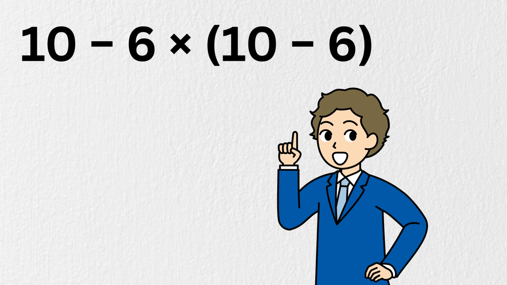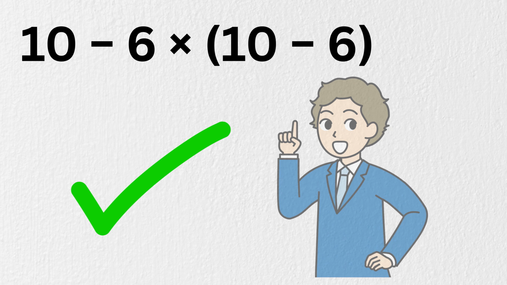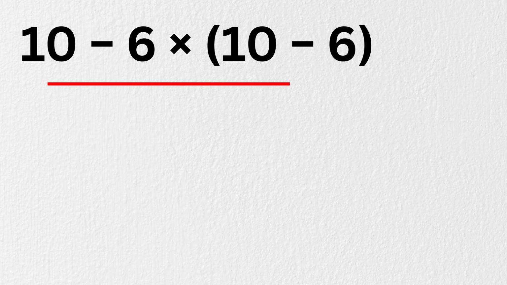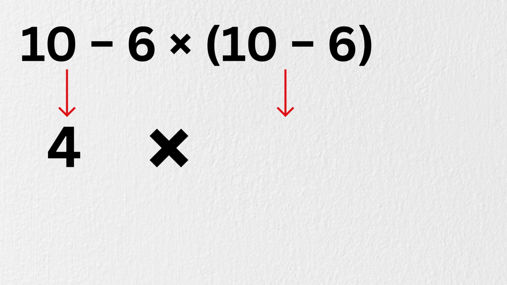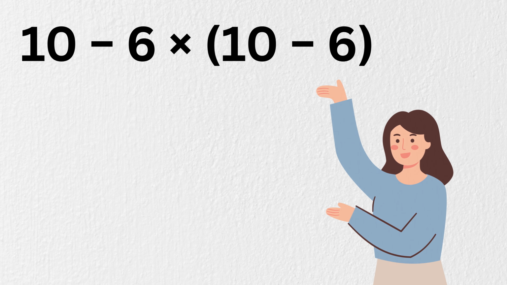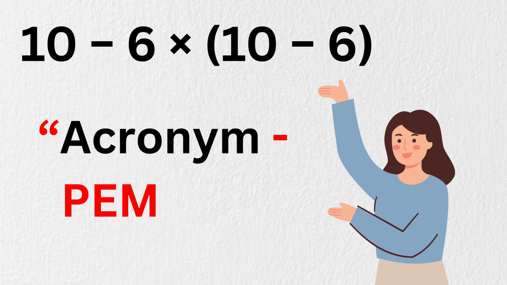Got your answer? All right. Let's solve it together. Most people make the mistake of going left to right and doing 10 minus 6 equals 4. Then 4 times 4 equals 16. That wrong answer of 16 is super common, but it happens because they ignore PEMDAS.